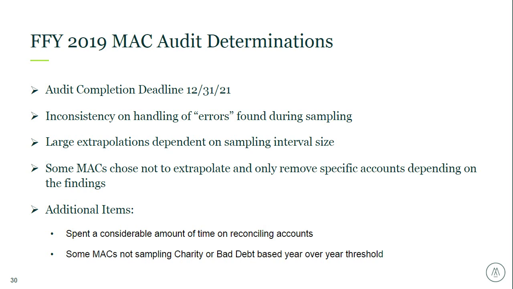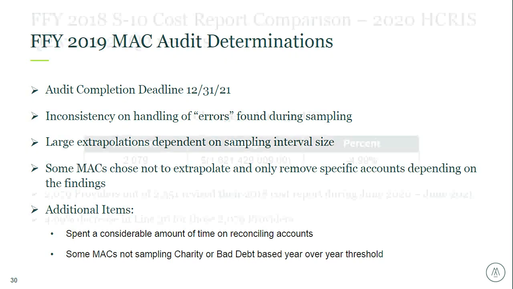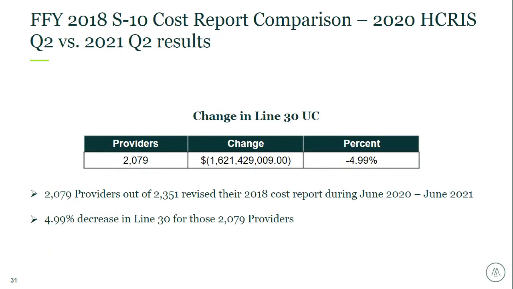I think I'll skip through some of these slides so we can get through the proposed instructions. Certainly you can get a copy of these slides. The point of these next three or four slides is to show you the results of the 2018 audits. The 2019 audits won't be in HCRIS until the beginning of the first quarter of next year.